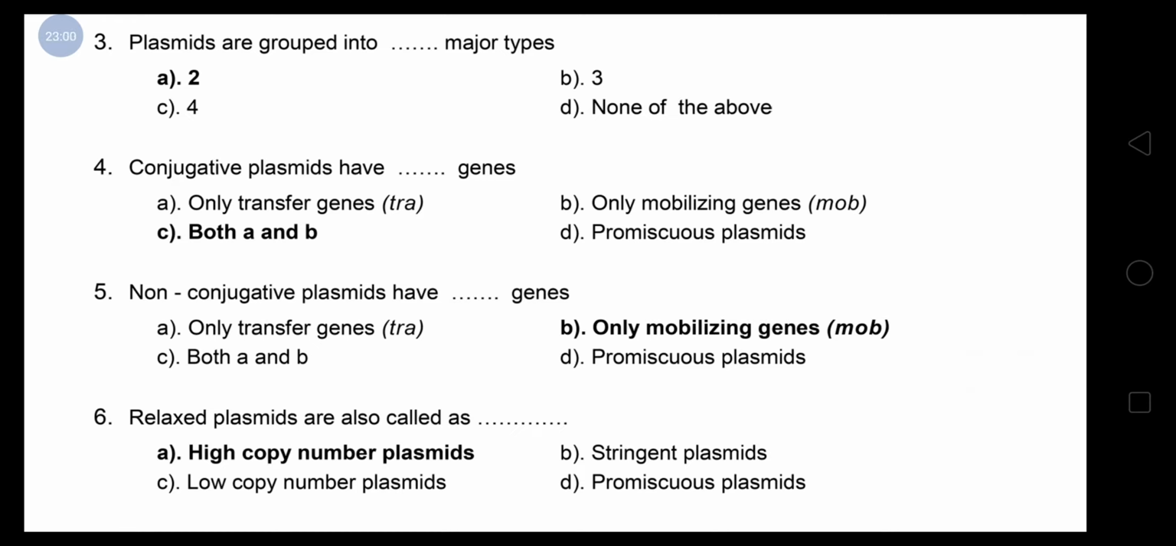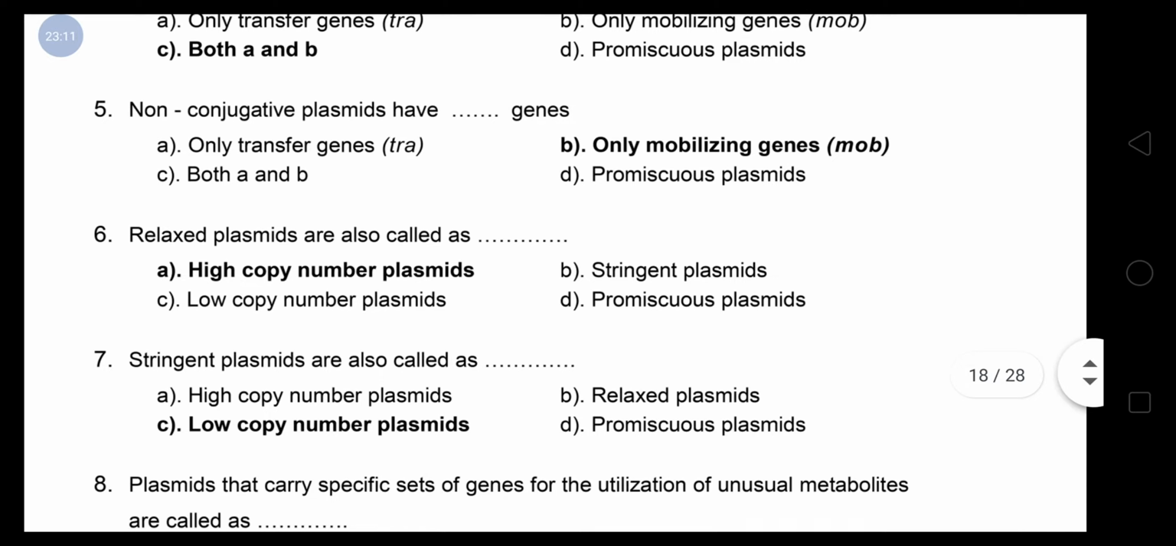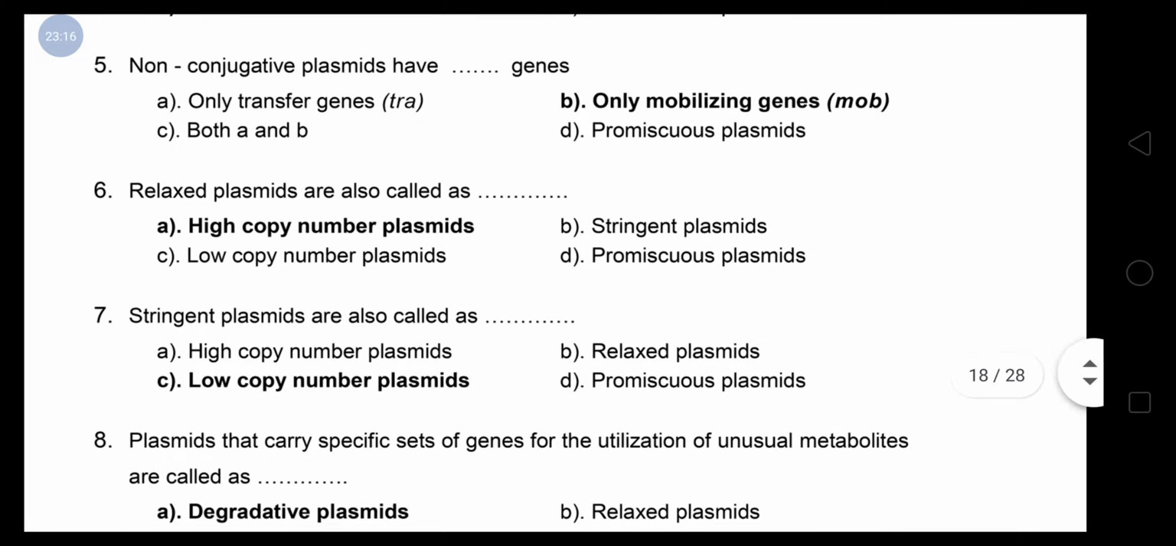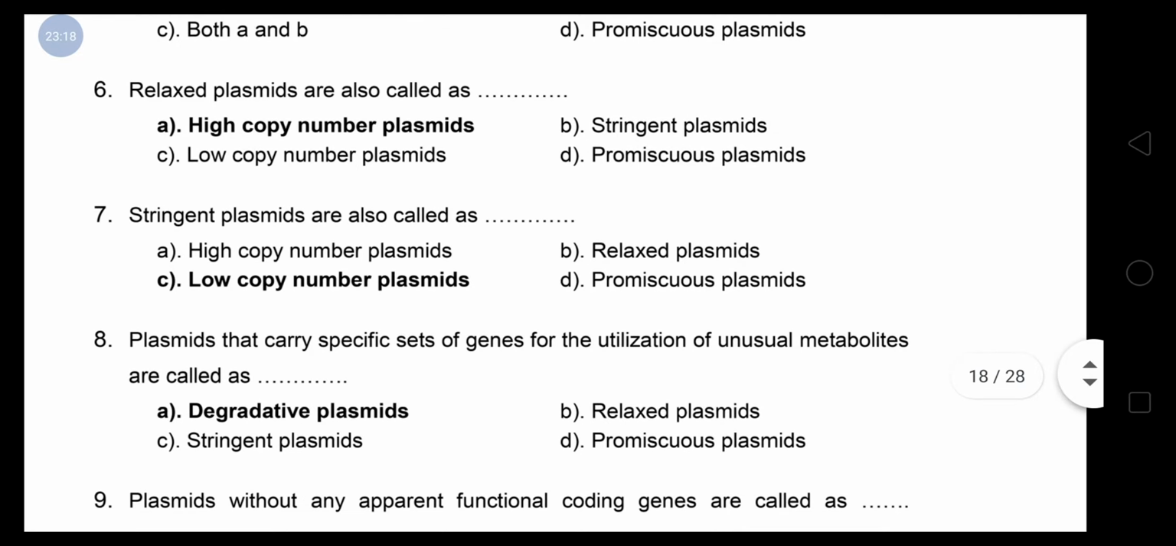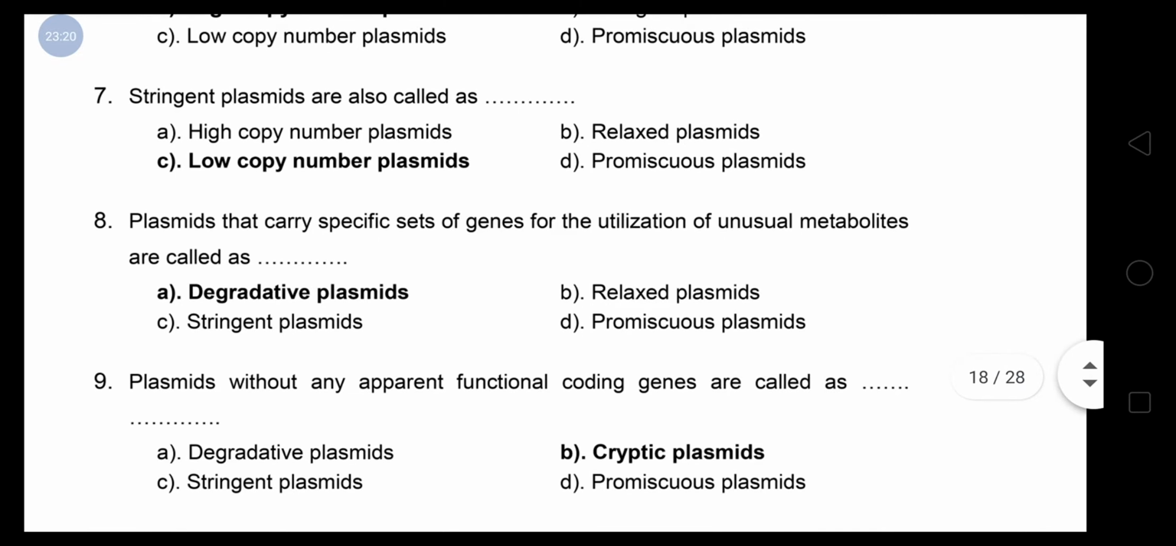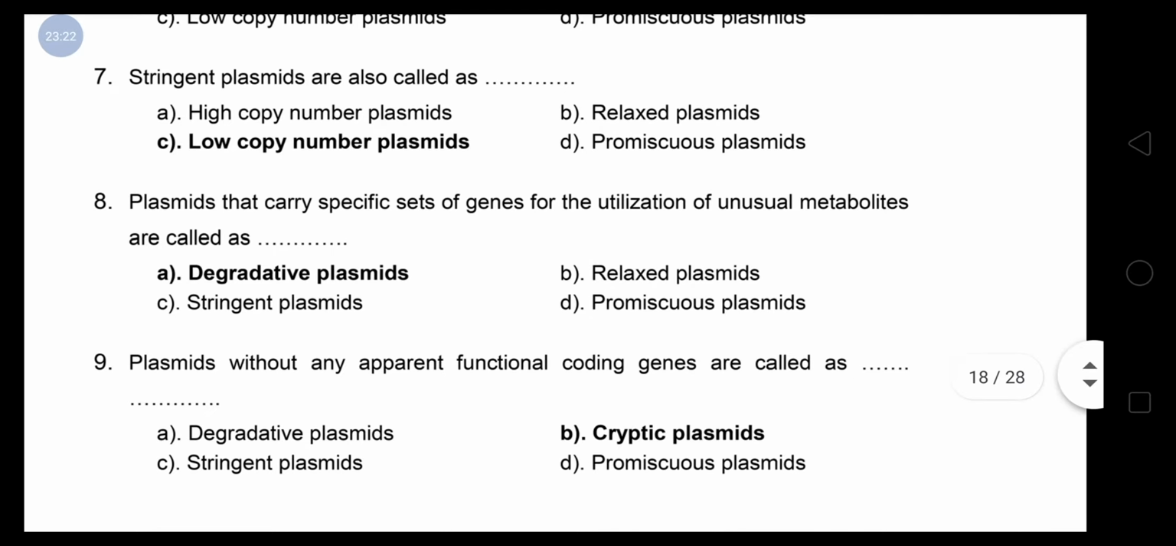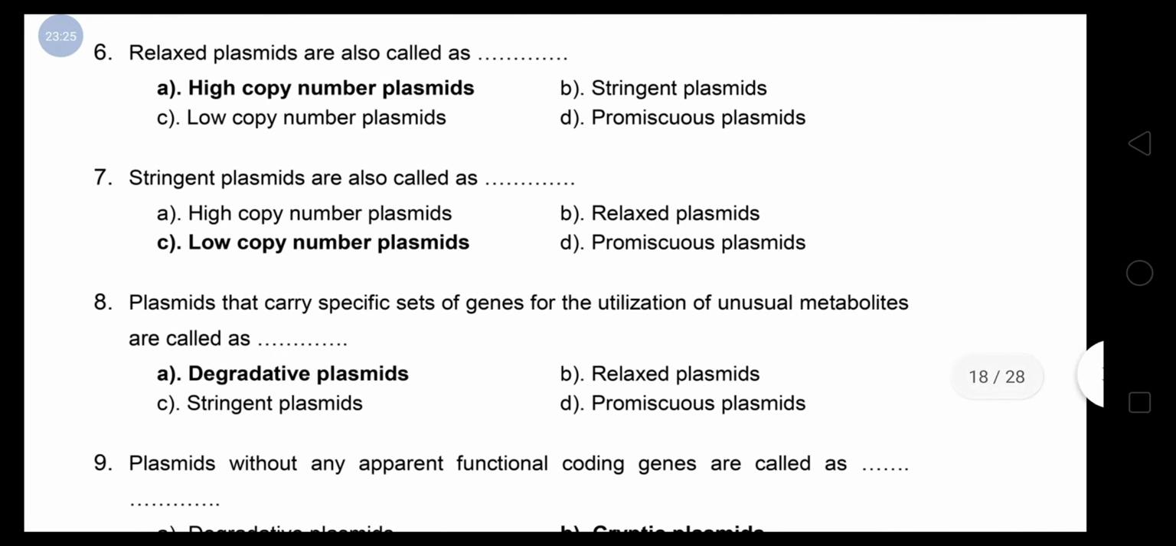Conjugative plasmids have tra genes as well as mob genes, that is, transfer gene and mobilizing gene. Non-conjugative plasmids have only mobilizing or mob genes. Relaxed plasmids are also called high copy number plasmids, and stringent plasmids are also called low copy number plasmids.